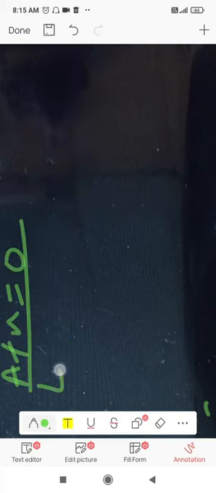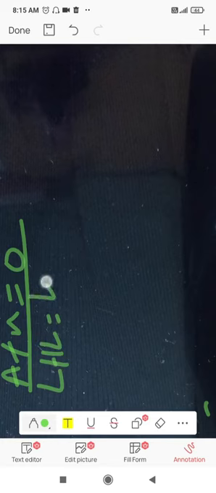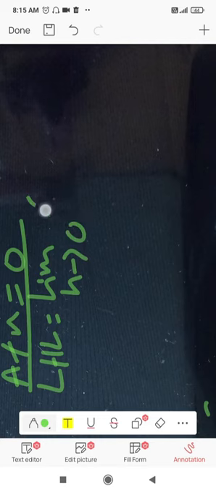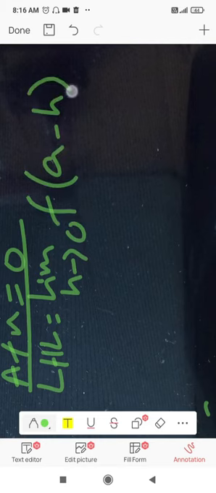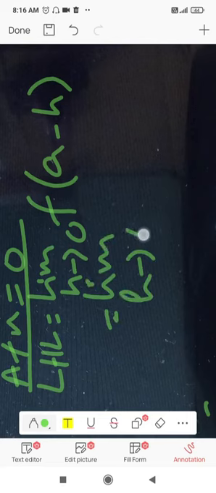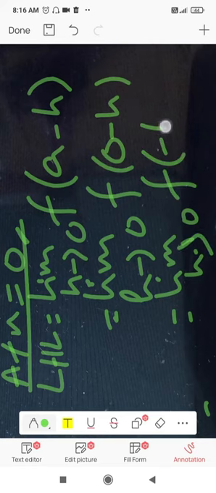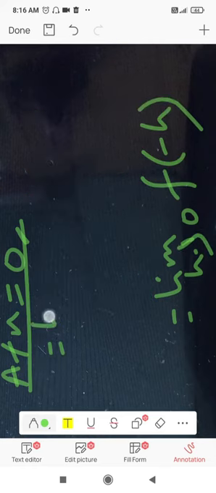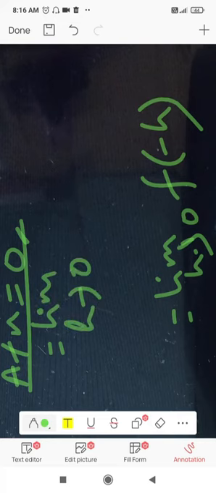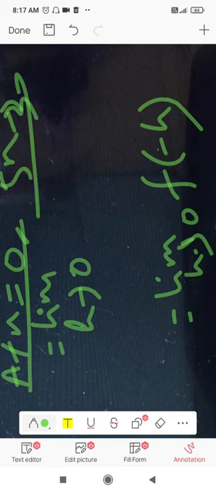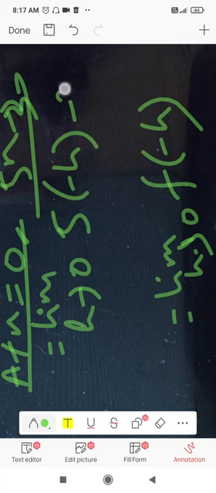At x equal to 0, left hand limit: limit h tends to 0, f of a minus h, is equal to limit h tends to 0, f of, here a is 0, 0 minus h, limit h tends to 0, f of minus h, is equal to limit h tends to 0, the function is 5x minus 3, so in place of x we have to write minus h: 5 into minus h minus 3.